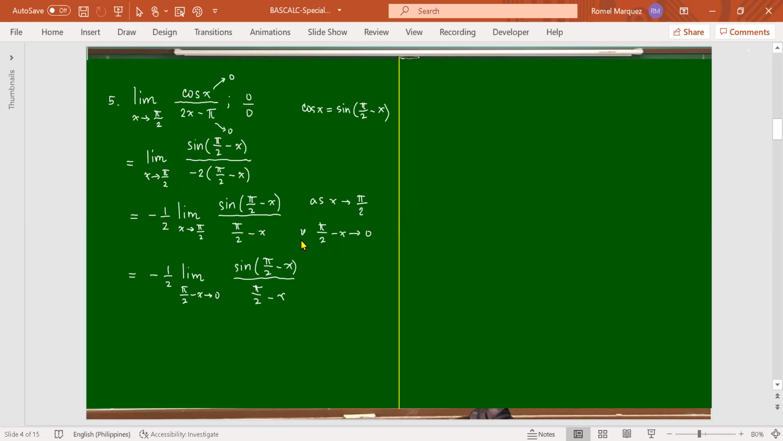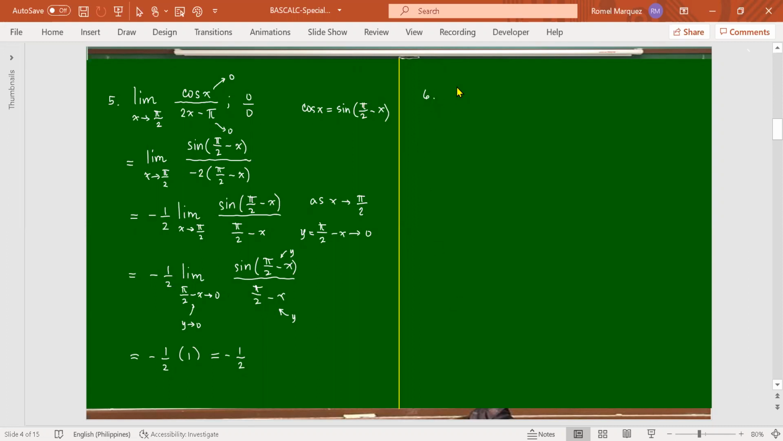O kaya ilet nyo lang ito ng y. Y lang ito kunyari. So ito y approaches 0. Instead nga lang na sin x over x as x approaches 0, sin y over y as y approaches 0. So equal na yan saan guys? Sa 1. Therefore we get 1/2. O got it guys?